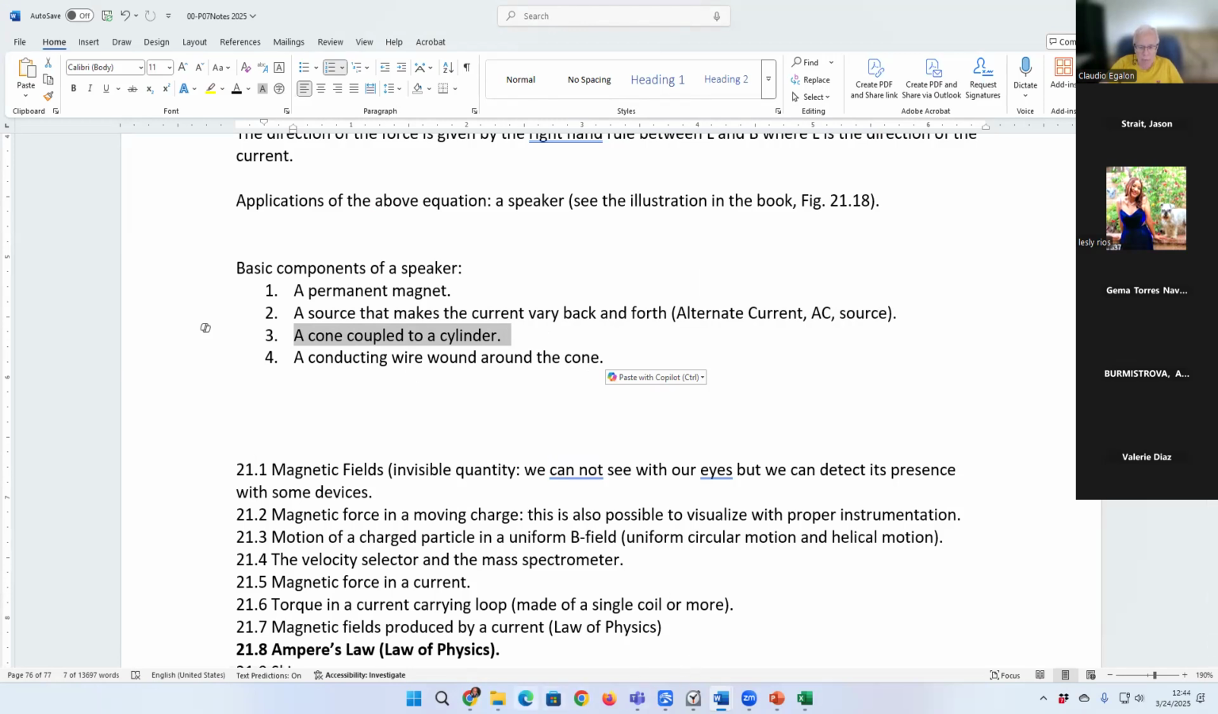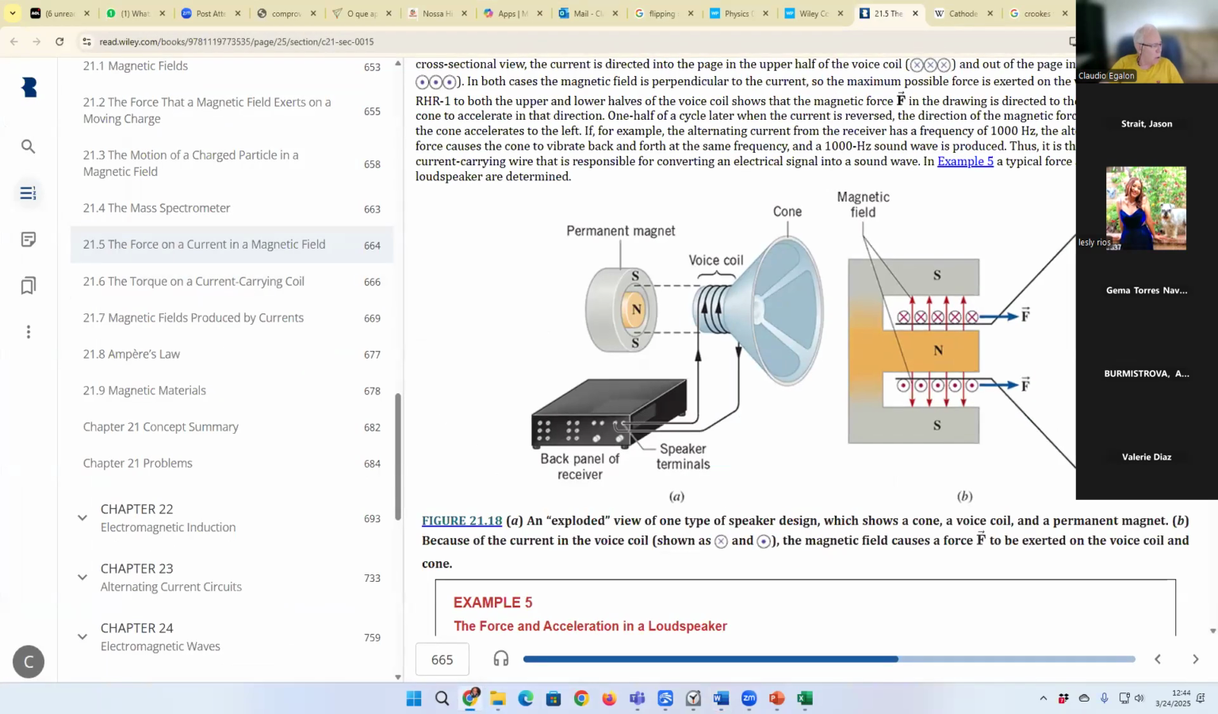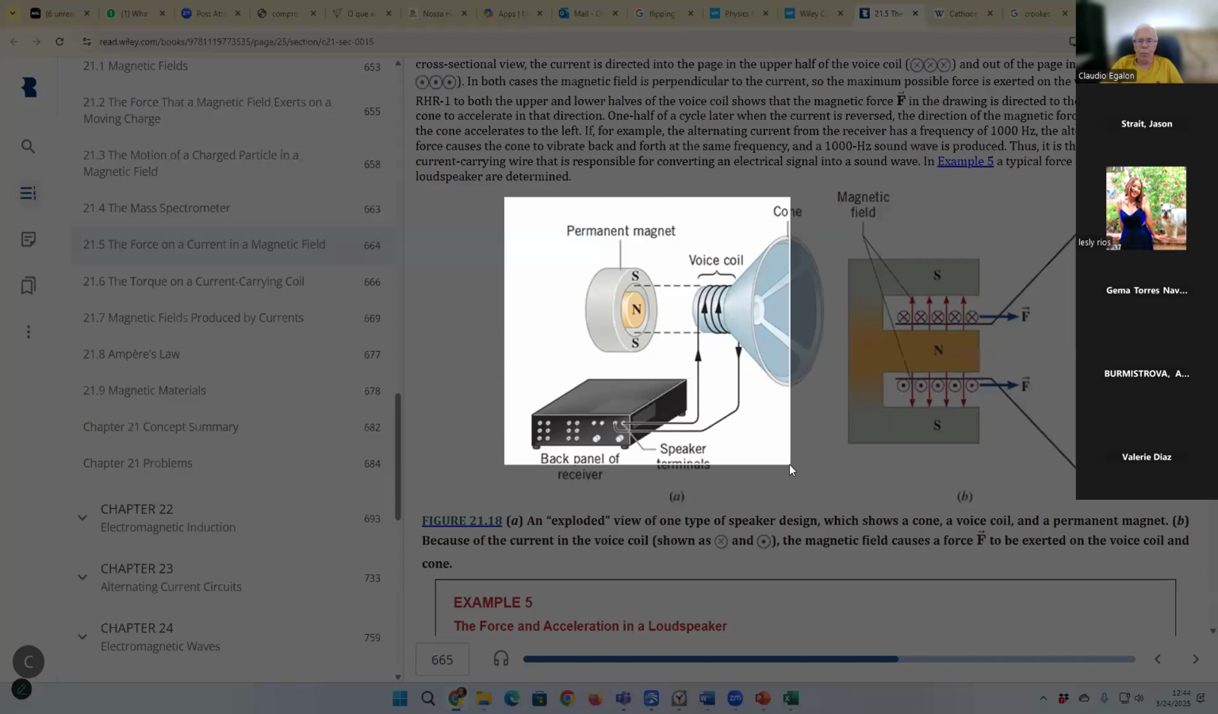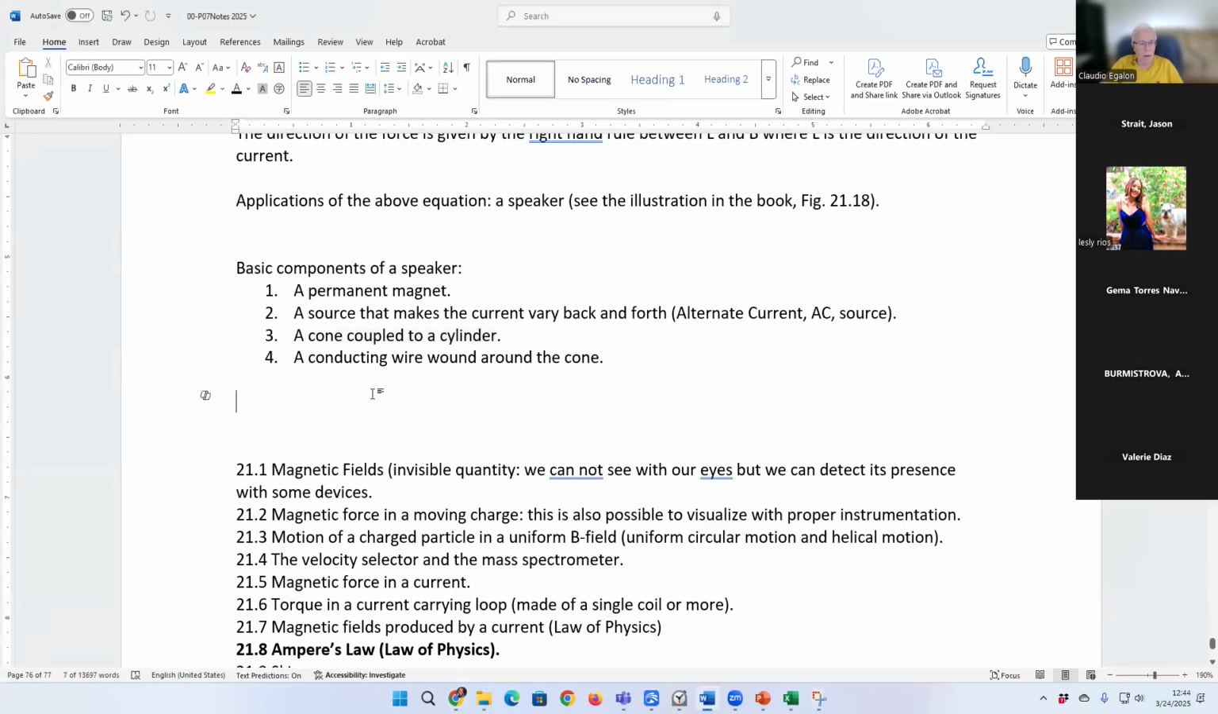And I'm going to copy that drawing, so you can have it here in your notes. 6 minutes to go. The snipping tool. Yeah, here we go. Right in here. I like this picture. This is an exploded view, okay? This permanent magnet is supposed to be inserted right in here in this cylinder. So here we go. Conducting wire.